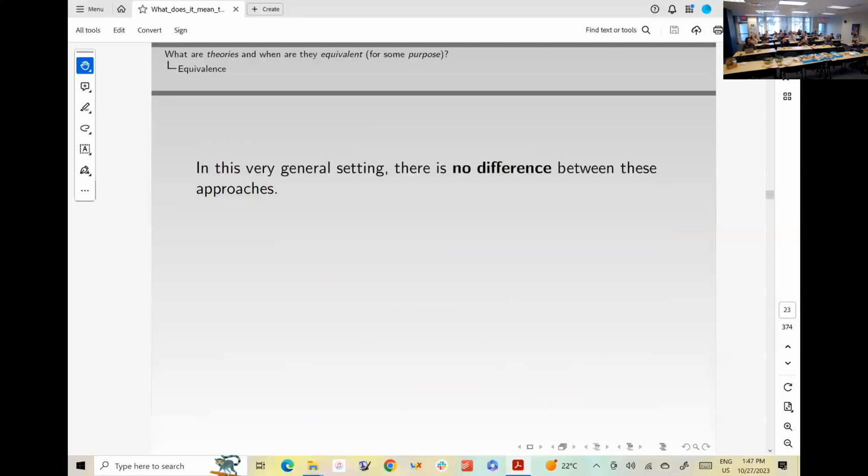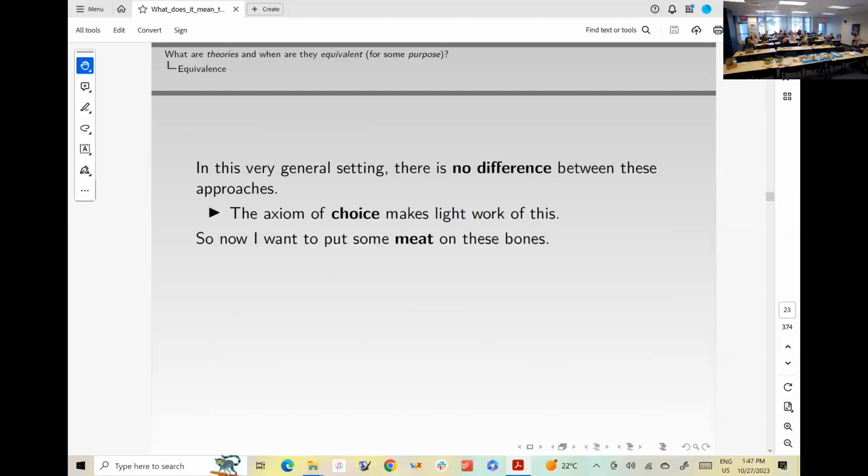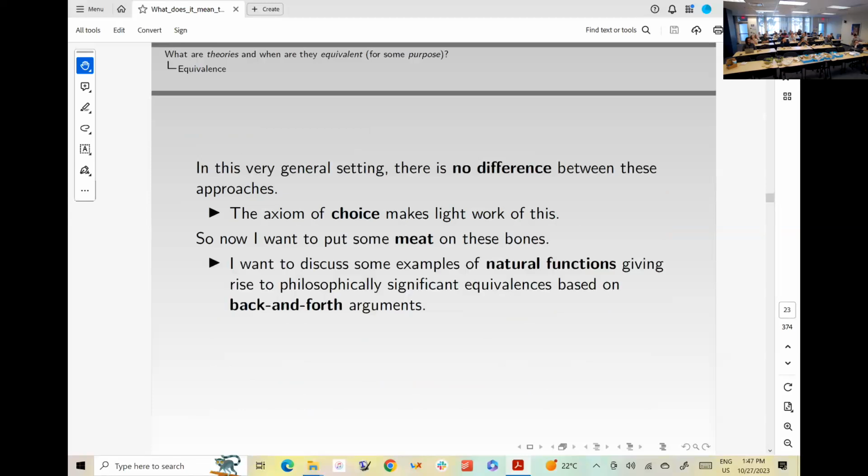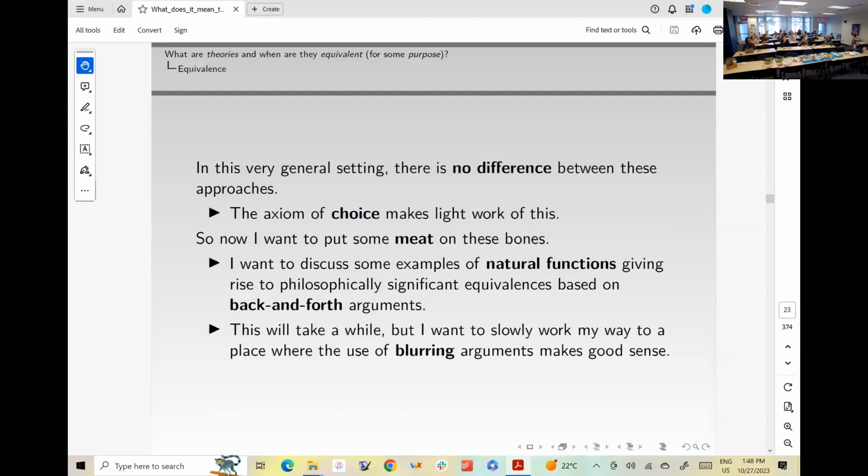In this very general setting, there's no difference between these approaches. So the axiom of choice just rips them apart. There's nothing significant there. So if we want to get something more, we have to put more meat on the bones and constrain it somehow. Okay. So what I would like to do is discuss some examples of natural functions giving rise to what I think are philosophically significant equivalences based on back and forth arguments. This is going to take a little while, but right at the very end, I'm going to make this little gesture toward blurring arguments, and hopefully there'll be a natural place for me to stop.